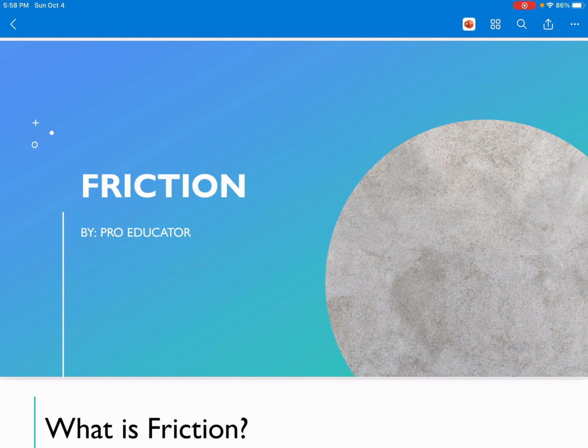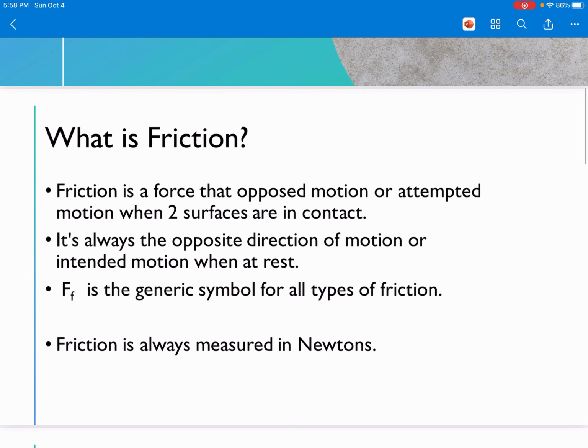Today is our third lesson on friction, so let's dive right into it. What is friction? Friction is a force that opposes motion or attempted motion when two surfaces are in contact.